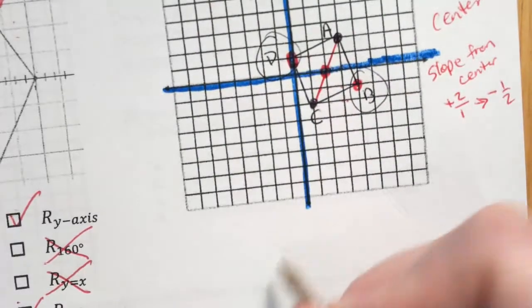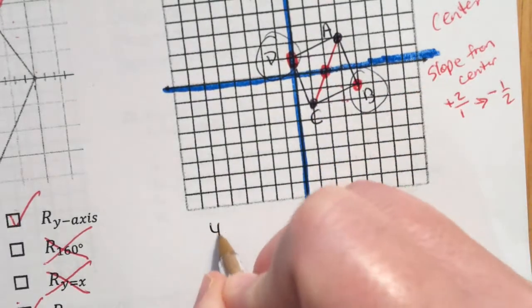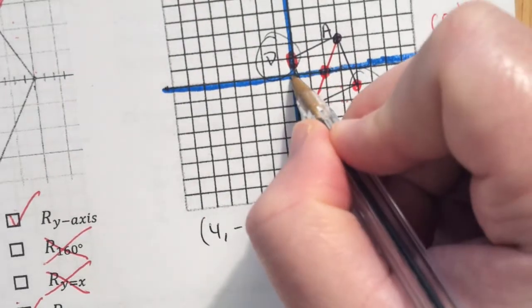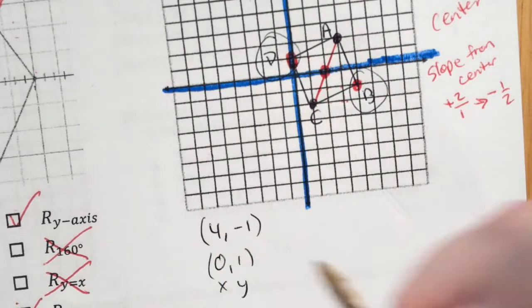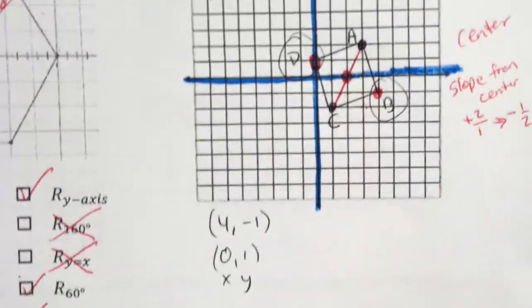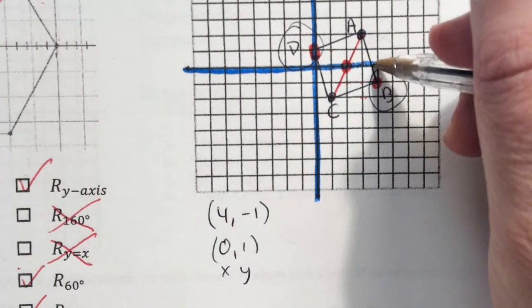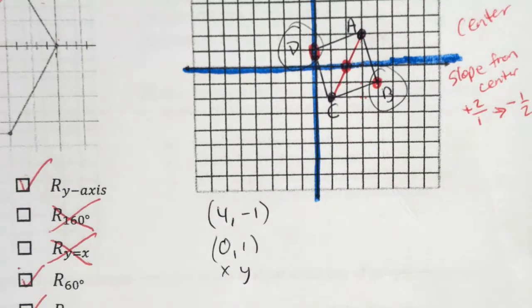So your other 2 coordinates are 1, 2, 3, 4. So 4, comma, negative 1. Your other one is 0, comma, 1, because it's on the y-axis, so it's with the y. So those are your 2 coordinates: 4, negative 1, and 0, 1.